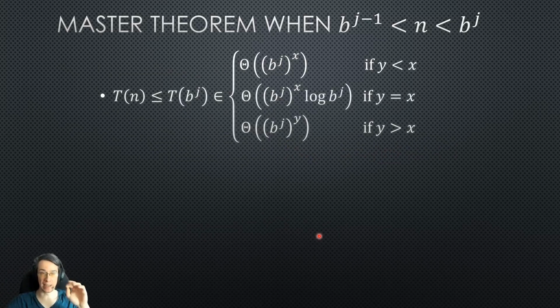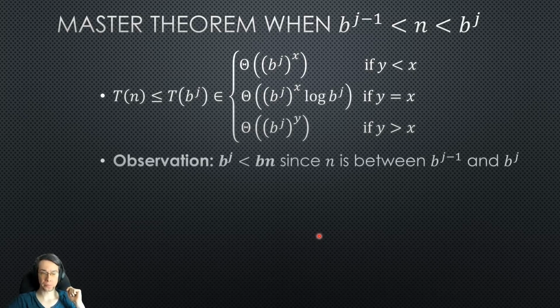So I've just copied that to the top of this slide so we can keep working. So the key observation is that b to the j is less than b times n, because n is between b to the j minus 1 and b to the j. And b to the j minus 1 and b to the j differ by a multiple of b, right? b to the j minus 1 times b is b to the j. So n is between these two, so if we multiply n by b, it will be larger than b to the j. Okay, so this observation is going to help us.